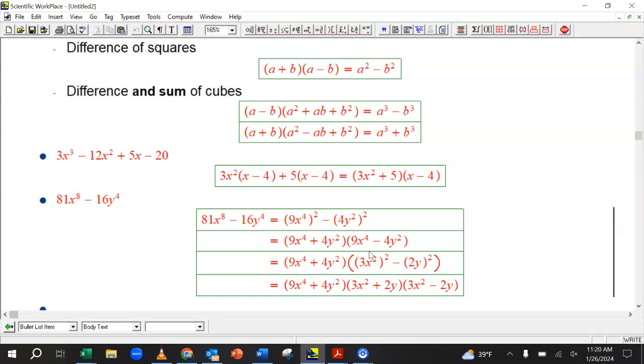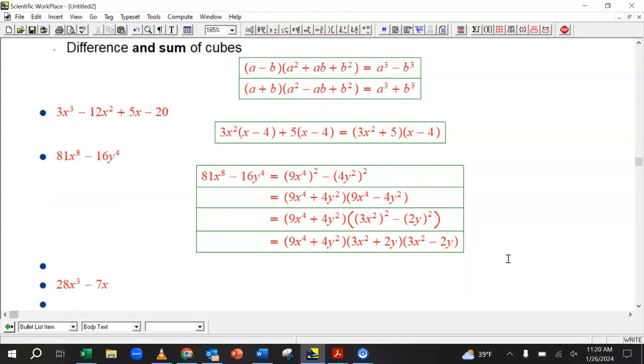So we didn't use anything super clever or obscure. We just used difference of squares, but we did it in an interesting context. All right, so I'd say that's sort of medium difficulty. What about this one?